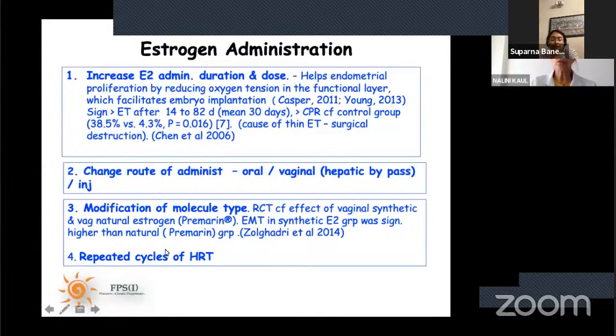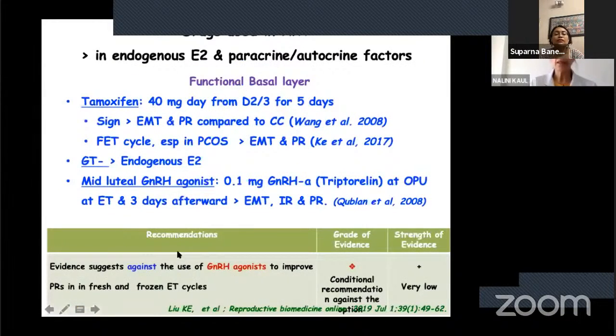Sometimes we do repeated cycles of HRT to try to get that basal layer to start functioning, and then add onto it all the other add-ons that we have. If endogenous estradiol is helpful, then we give tamoxifen, 40 milligrams for 5 days, and look at the endometrial thickness. In many patients, this really works.